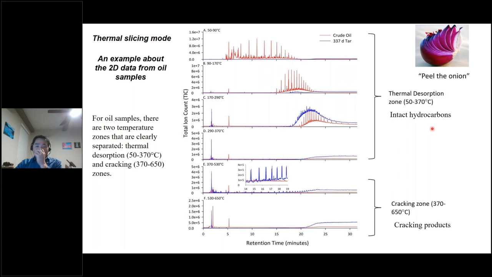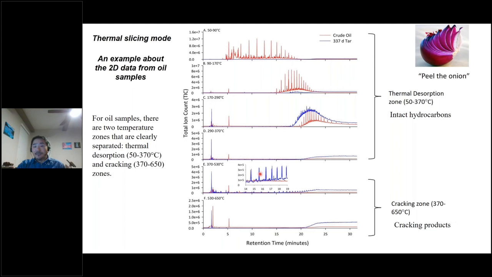And then you have the cracking zone. It's above 370, which means now you start to break down the covalent bonding, so you generate a lot of fragments. We have a lot of signs of that, because, for example, you have the doublet here.